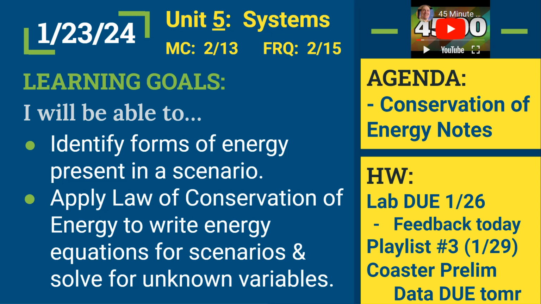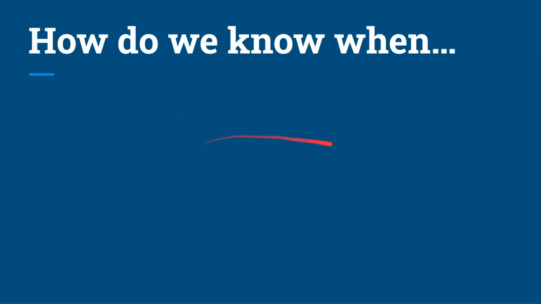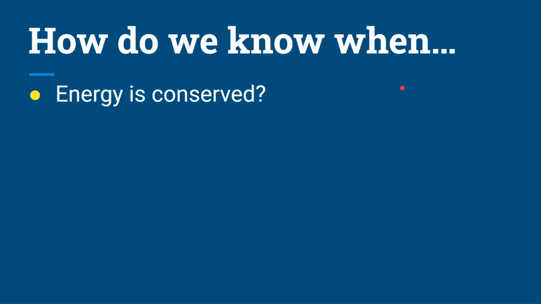You're going to need to identify different forms of energy that are present in a scenario, whatever scenario I happen to give you, and then you're going to learn how to apply the law of conservation of energy in order to write out an energy transfer equation that you can then use to solve for unknown variables. So we're going to look at those things, and obviously more than just that, in our notes today. So again, please have out some paper so that you can jot this stuff down. You're going to need to be able to do these things in your playlist, and on your roller coaster, so it's kind of important.